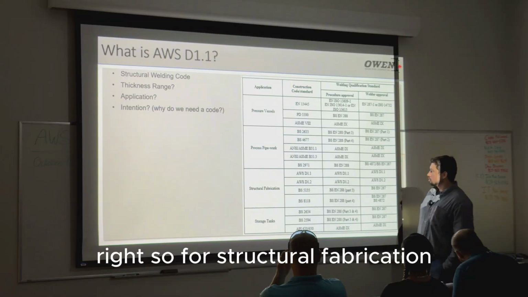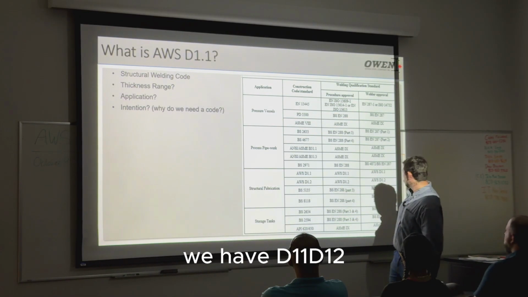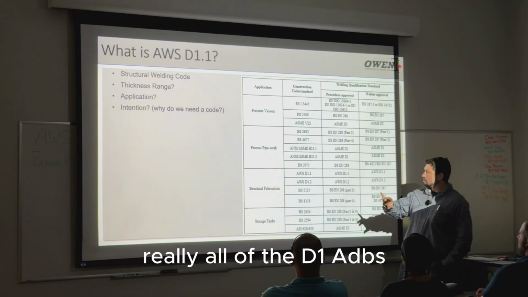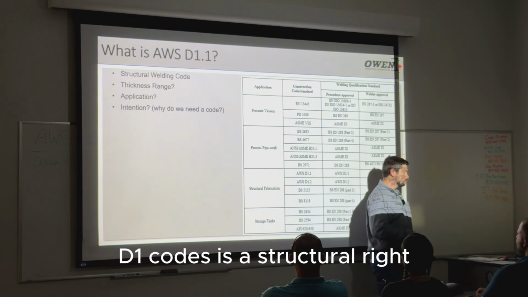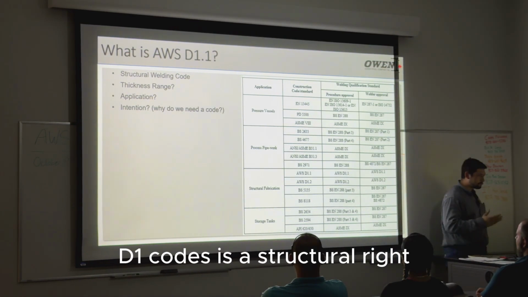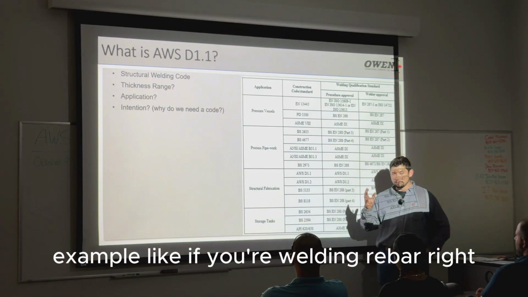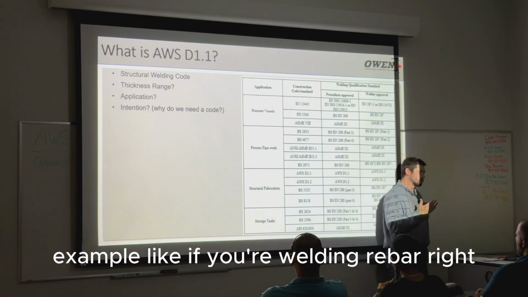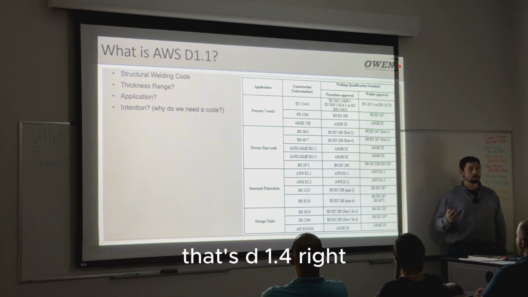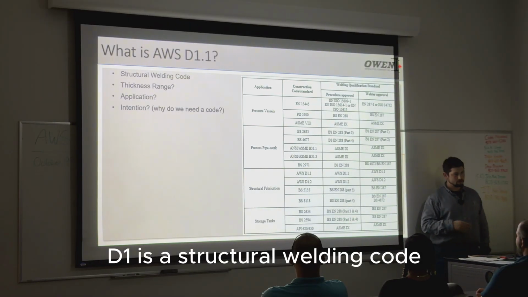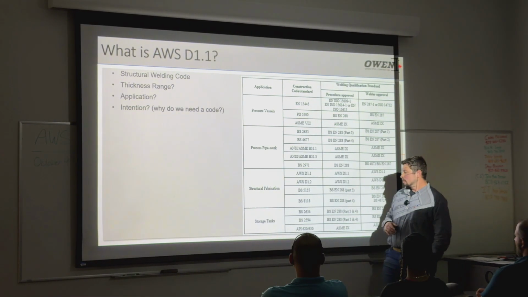right? So for structural fabrication, we have D1.1, D1.2, really all of the AWS D1 codes are structural, right? So, for example, if you're welding rebar, right? Rebar for embed connections, that's D1.4, right? D1 is a structural welding code for bar and reinforcement.